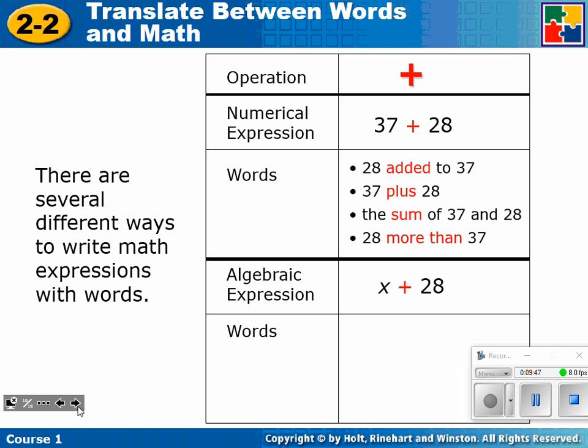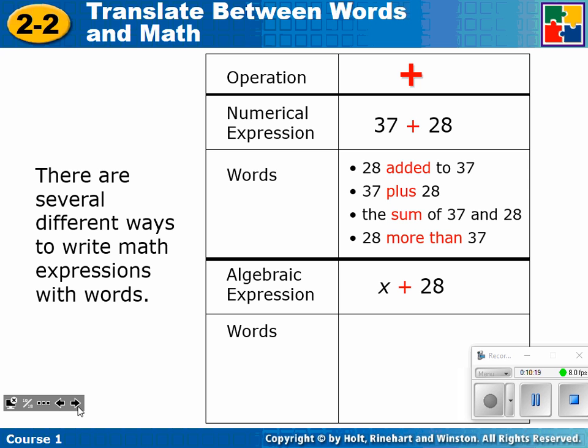So, someone tell me, what's one way to say that? Meredith. X plus 28. Someone give me another one. Jackson. 28 plus x. Don't just switch them around, okay? Because I'm not going to count that as good. Did everyone hear that? Raise your hand if you heard that. Don't just switch them around because I'm not going to count it.